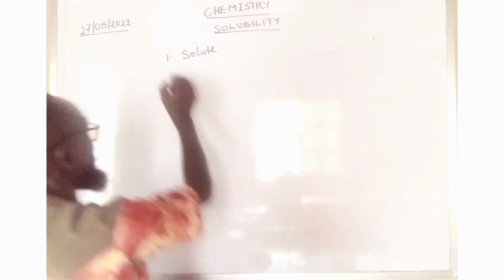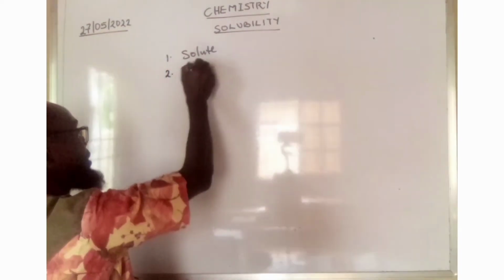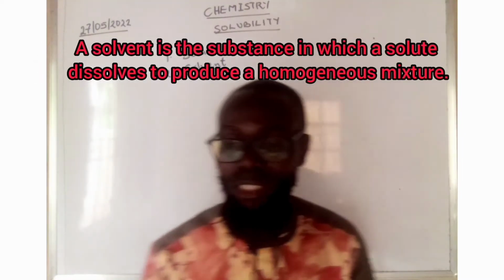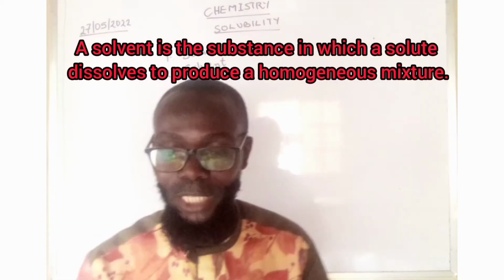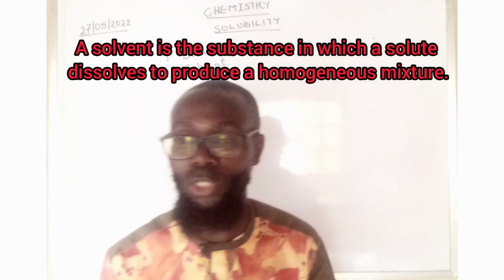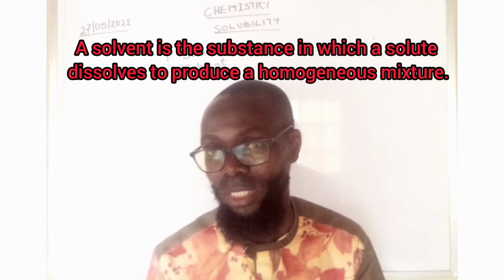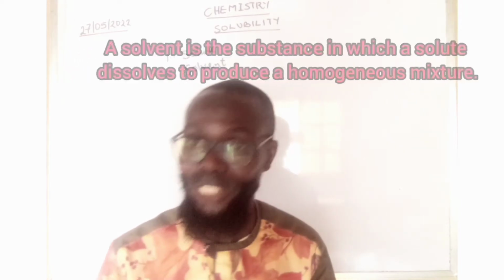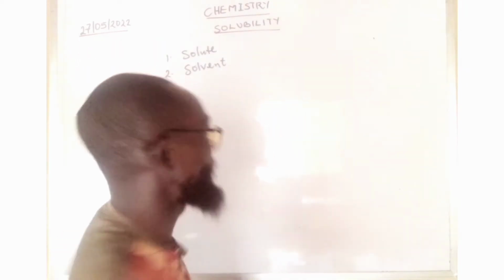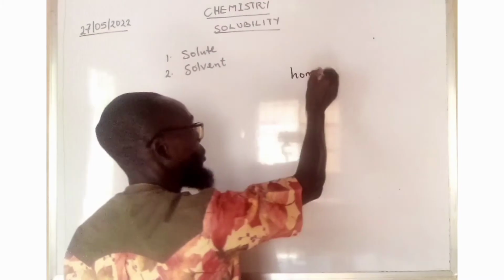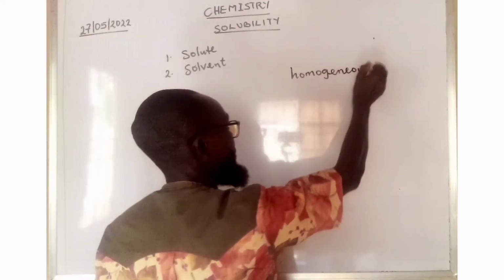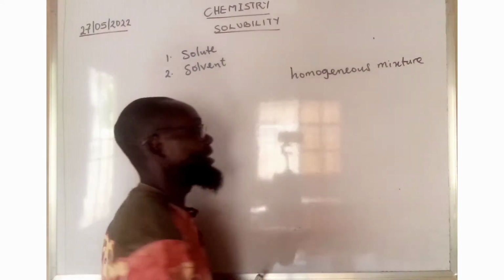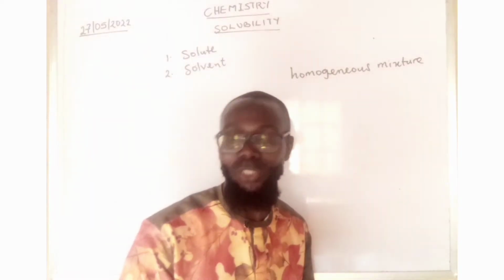The second one we discussed is the solvents. A solvent is the substance in which a solute dissolves to produce a homogeneous mixture. Look at that word, homogeneous. Homogeneous mixture has been discussed at the outset of the elementary part of chemistry.